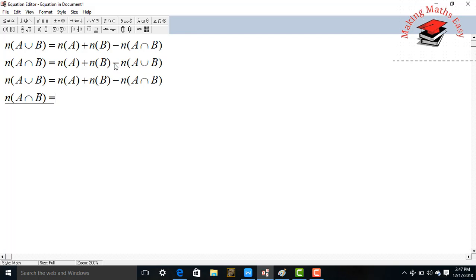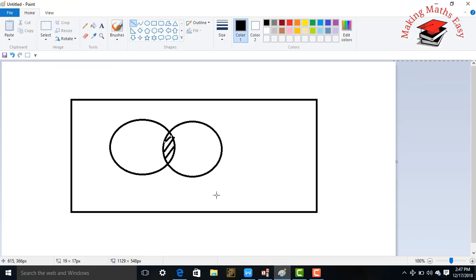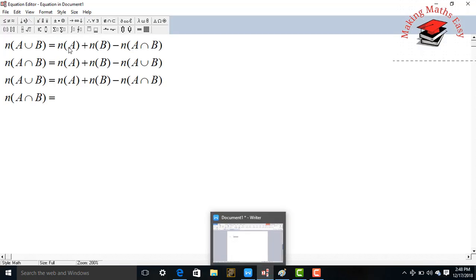So n of A plus n of B minus n of A union B. What is A union B? Nice question. As I told previously, A union B is this whole thing. A, B as well as this intersection is A union B. So only this part we will get if we do this simplification: n of A plus n of B minus n of A intersection B.